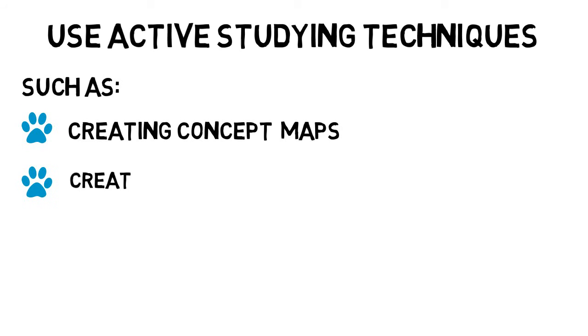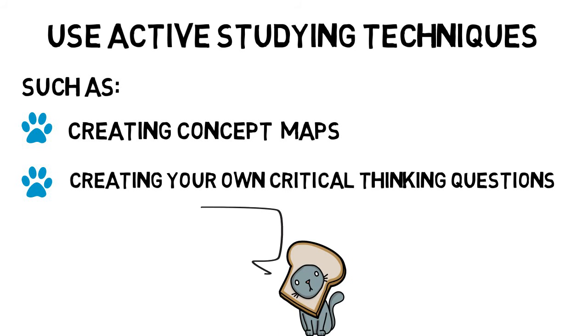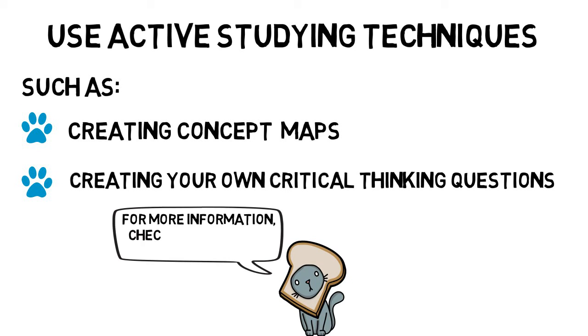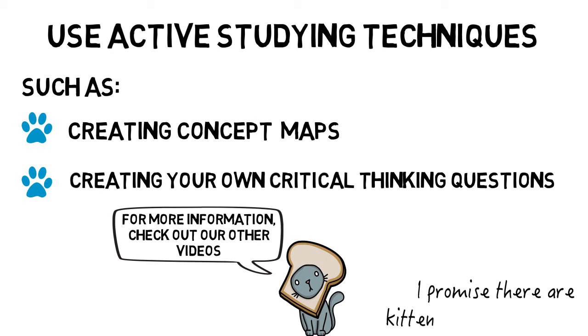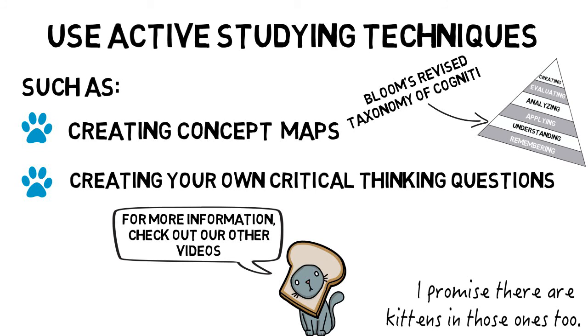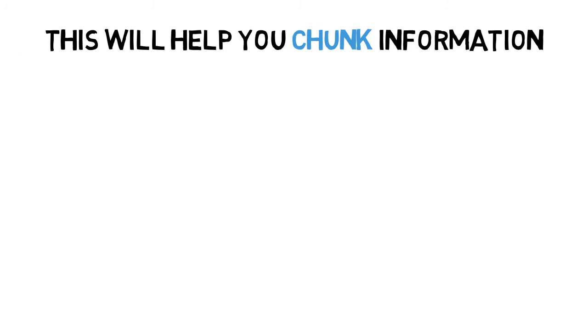A great way to do this is by using active studying techniques such as creating concept maps and creating and answering critical thinking questions. For more information, review the note-taking from class and preparing for an exam videos. Each of these videos discuss how you can practice creating and answering critical thinking questions as according to Bloom's revised taxonomy of cognition.